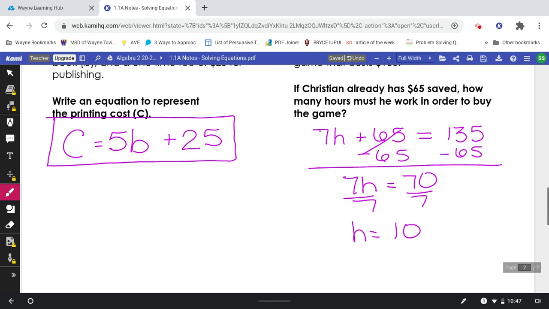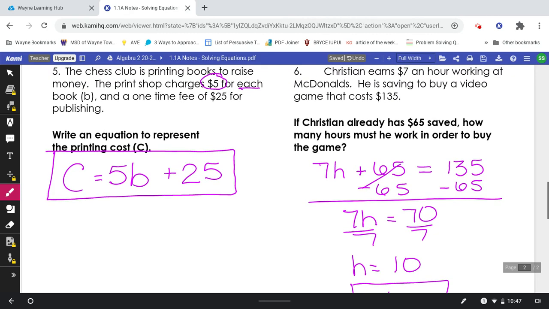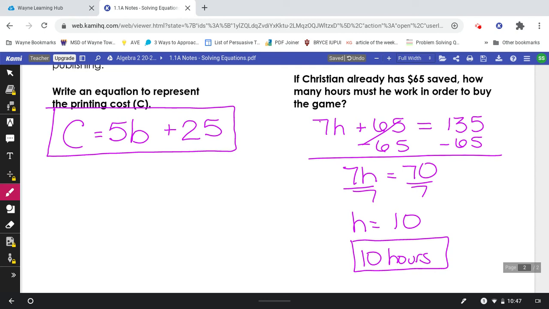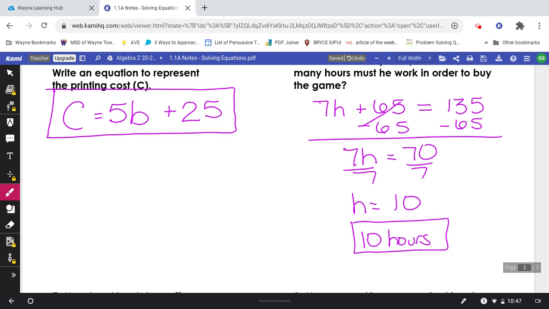Right. So I solved for h and I got 10. Because this is a story problem, feel free to label it if you want. Christian has to work for 10 more hours. And again, you could have gotten that by just thinking, okay, well, $135 minus the 65 he already has, that gets you 70, and then you just divide it out by 7. That's fine too. So the equation is not necessary on this problem, as long as you got to a final answer of 10 hours.